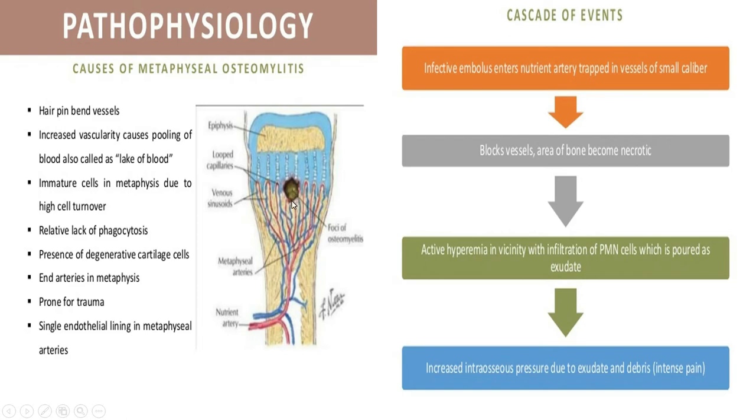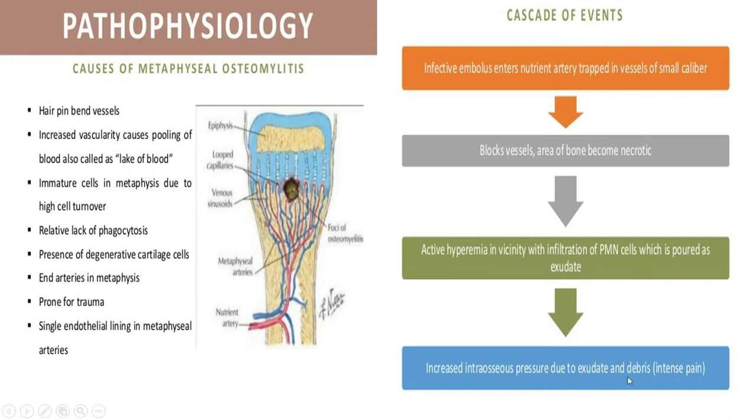Now after infection, an embolus enters the nutrient artery and is trapped in the small vessels, then it can block the vessel, and that area of the bone becomes necrotic. Now, due to active hyperemia in the vicinity with infiltration of polymorphonuclear cells, which will produce an exudate, this can increase the pressure over this area, causing excess exudate and debris, which can cause acute pain over this infected bone.